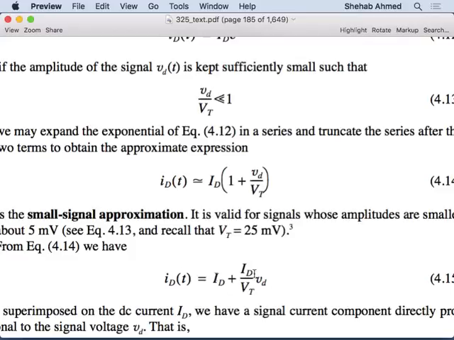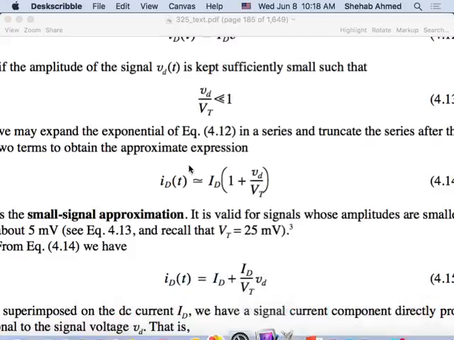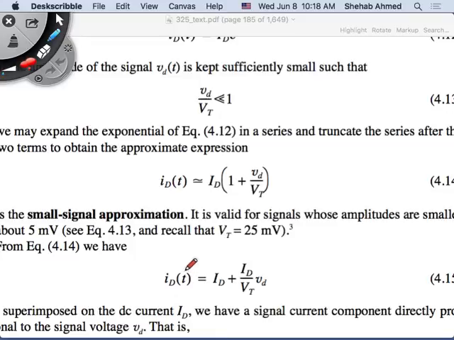What does this equation say? That the current flowing through my diode due to both sources is equal to my DC operating point current, right? That's my DC operating point current, plus a gain multiplied by this voltage that I've placed in. So basically, I'm amplifying this voltage with a number. Is it clear what I did?